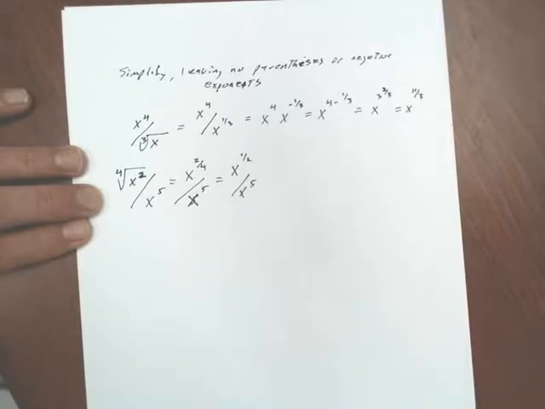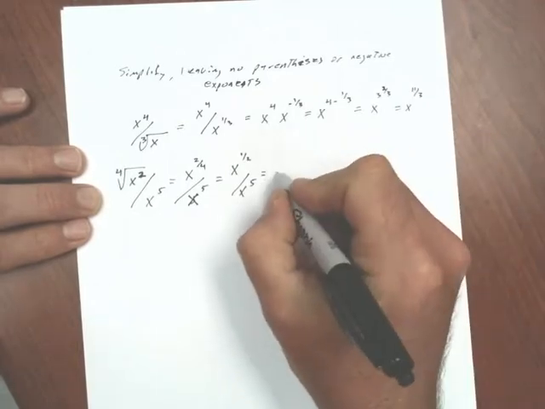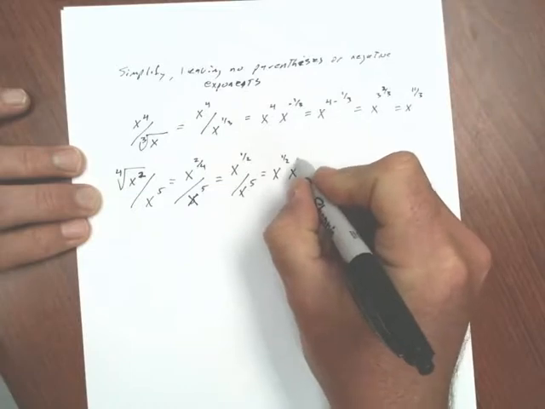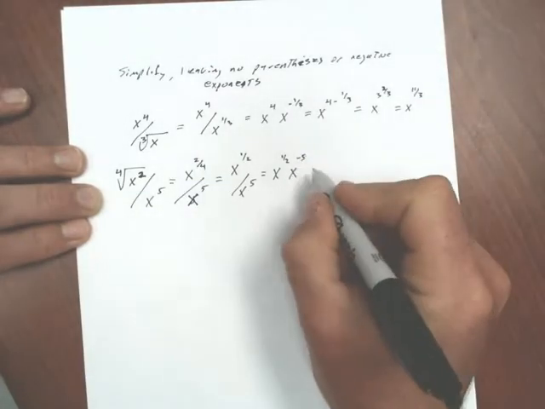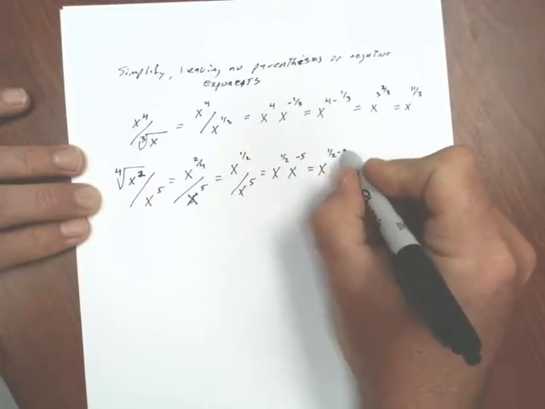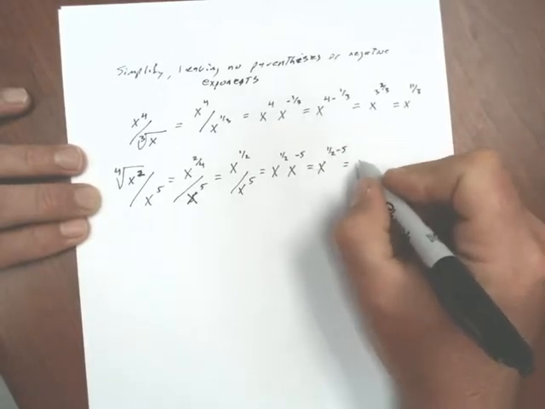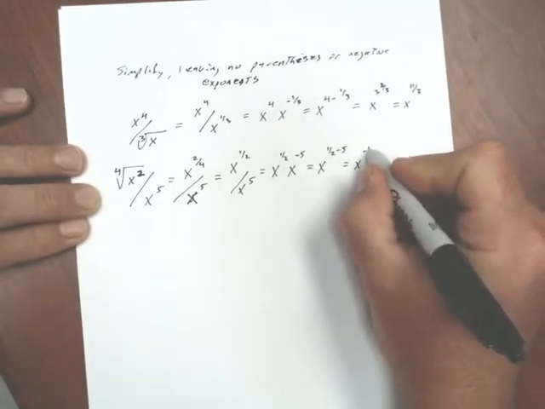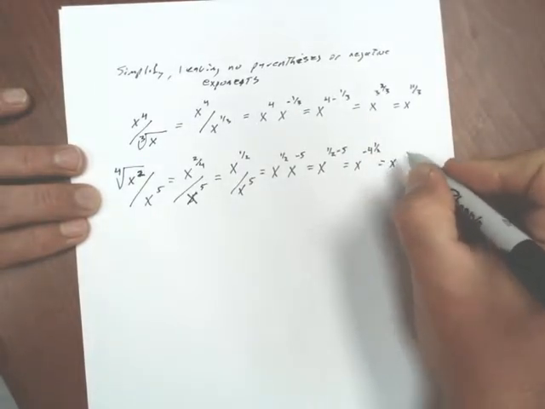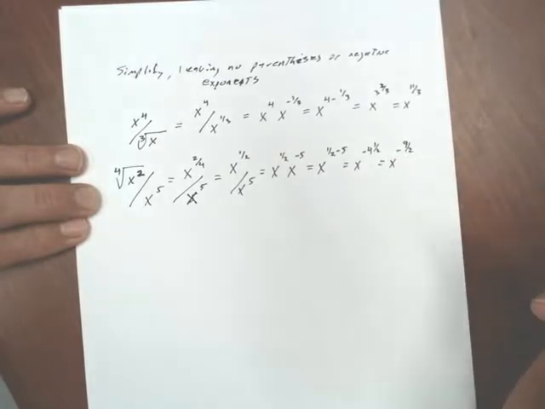Now, using the rules of exponents again, we get x to the 1/2 times x to the negative 5. Using the rules of exponents again, that is x to the 1/2 minus 5. Simplifying that, we get x to the negative 4 1/2. And of course we can rewrite this as x to the negative 9/2.